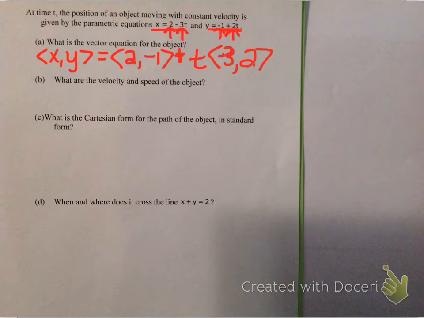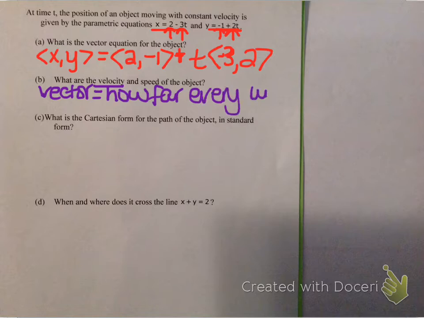Okay, and the reason that might come in handy is because the next thing that you were asked is, what is the velocity? And remember, velocity has to be a vector. So it's got to tell us actually several things. It has to tell us how far every unit of time, and it's got to give us a direction. I mean, it's got to be a vector, so it's got to have a magnitude and a direction. And that particular magnitude has to tell us how far we're going every second or every minute.